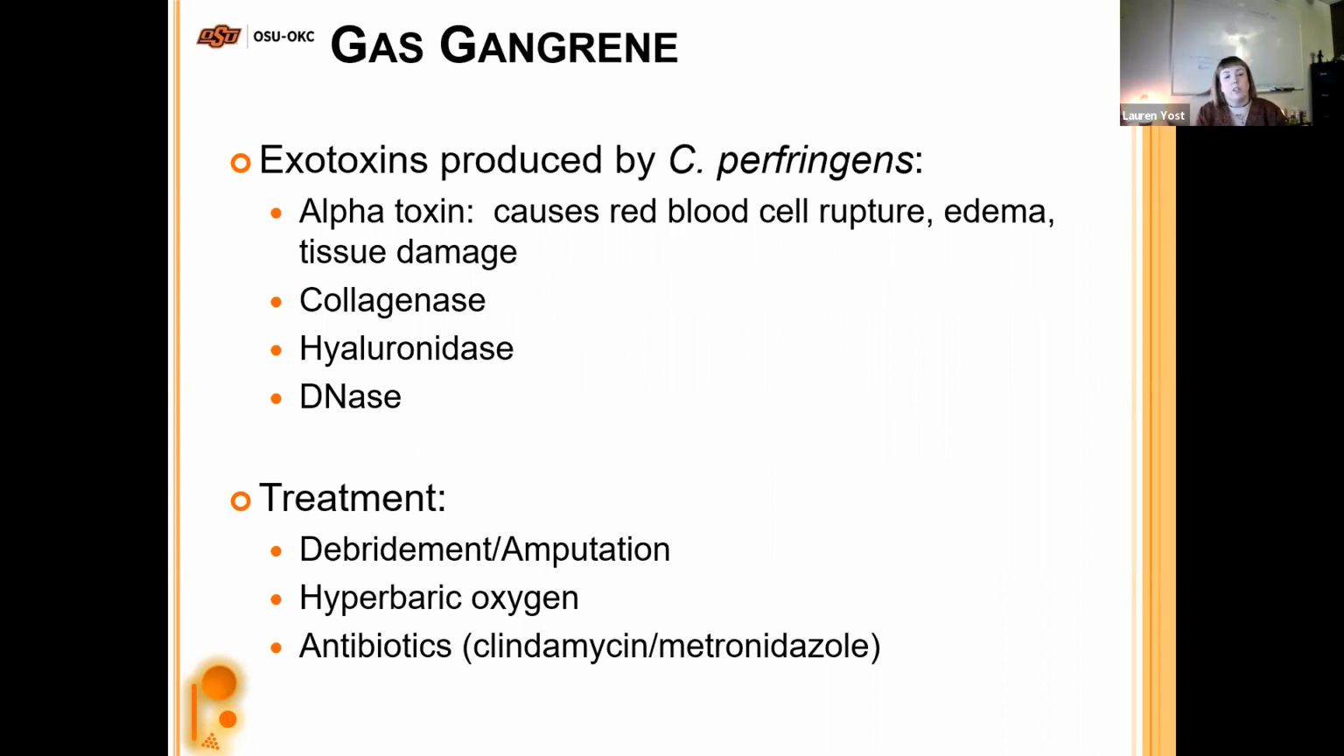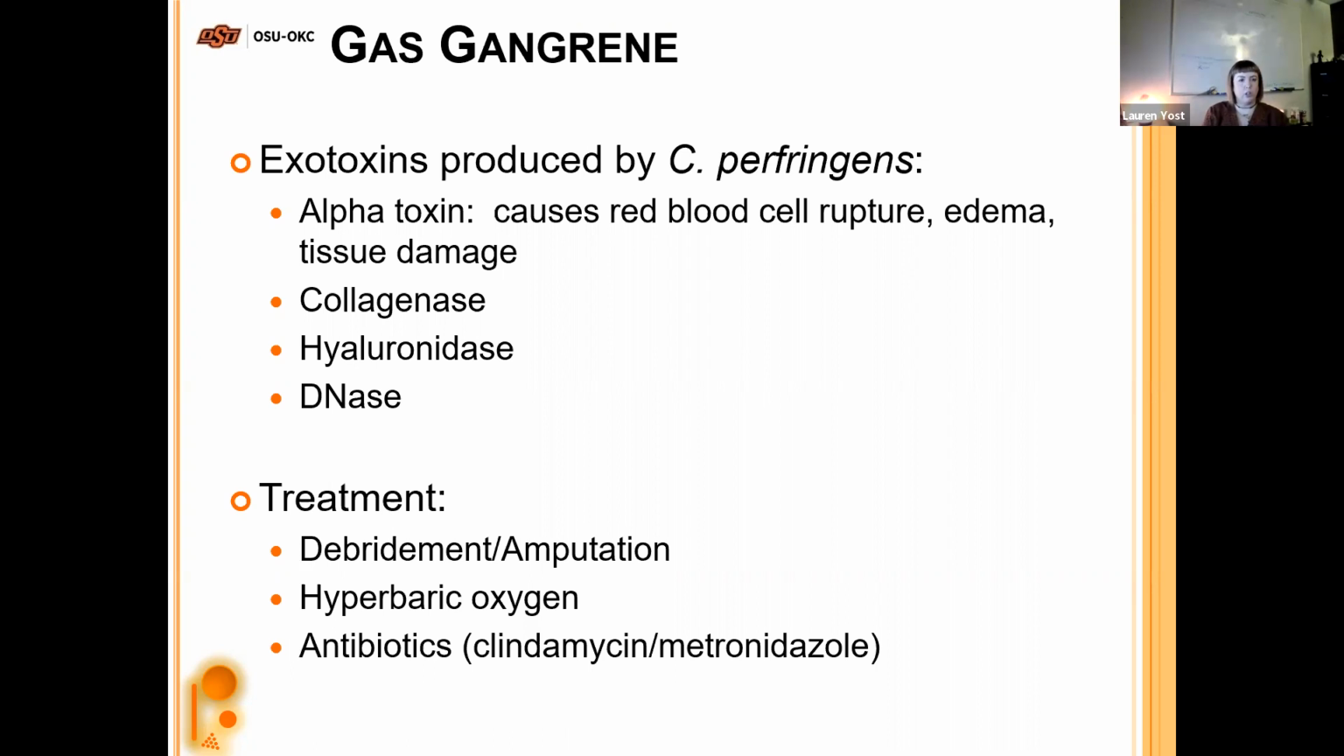Okay, so the exotoxins that are produced by this bacterium. Exotoxins, remember, any toxin is going to be something that's poisonous to us, causes severe harm and damage to our cells. So exo, it's secreting it outside of the cells, right? So C. perfringens produces alpha toxin, which ruptures red blood cells, causes edema, causes tissue damage.